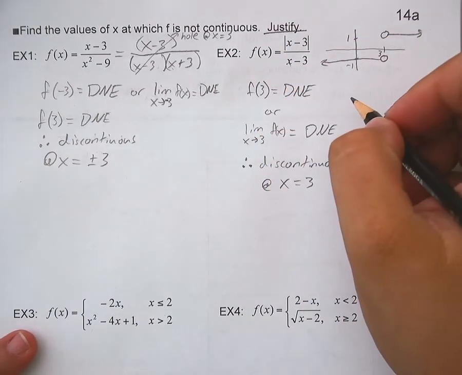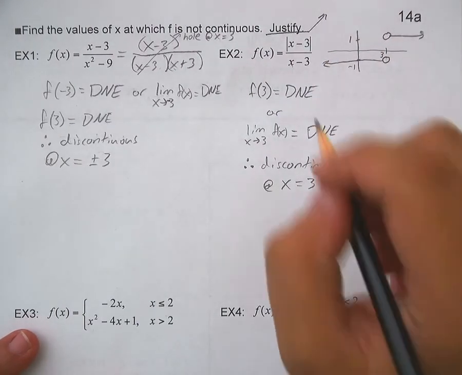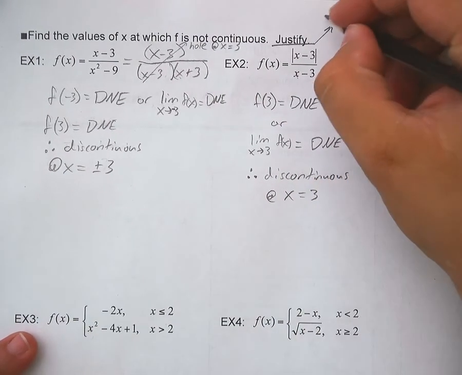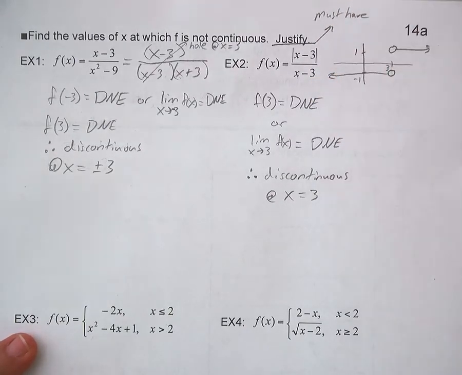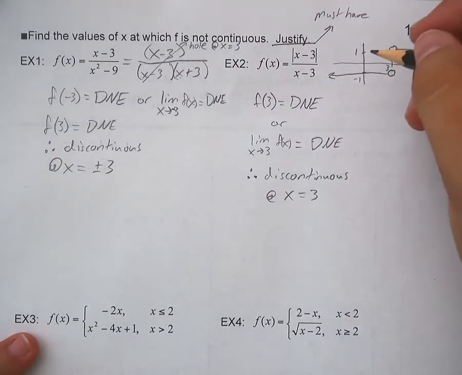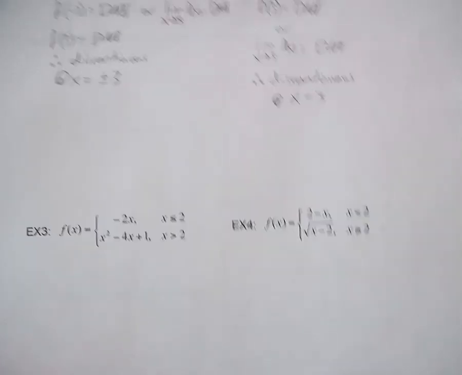Justify. You must justify your work. This is a must-have. If you do not show work, you will not get credit. It's just how they work. It's how they operate. All right.